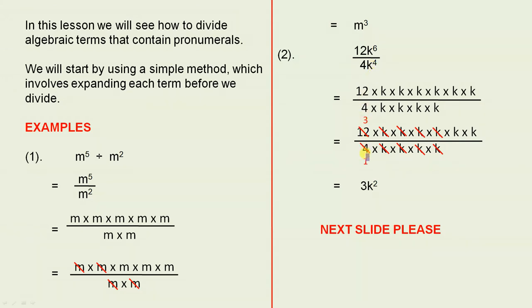Now 4 into 4 goes once. 4 into 12 goes 3 times. So we have 3 over 1. We cancel 4k's from the denominator and 4k's from the numerator. Exactly the same number. So that leaves us with 3k squared over 1, and that's 3k squared. Let's have a look at the next slide.